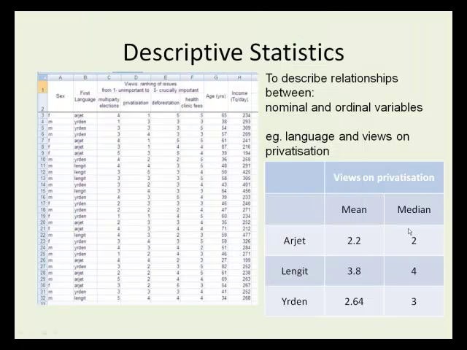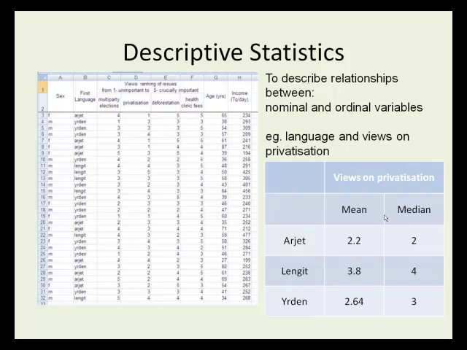But in the case of this views on privatisation, in actual fact, it doesn't make a great deal of difference whether you use mean or median. Leggett turns out the highest, Ardiet the lowest, and the Earden somewhere in between. Now, if you read books on methodology and sometimes methodological sections of papers, authors will point out that for ordinal data, the mean is questionable and really you should use the median for ordinal data. And strictly speaking, that's true, in my view.